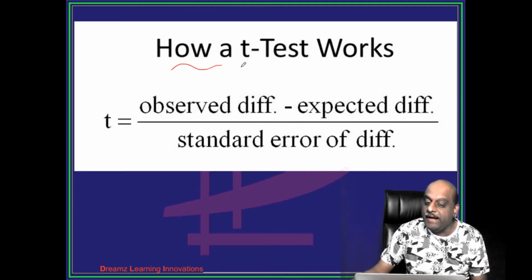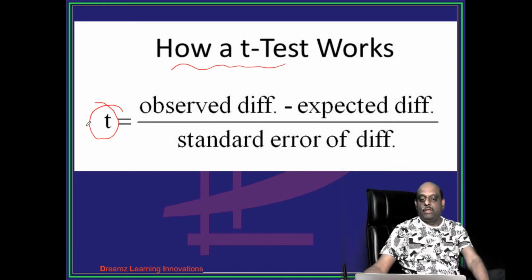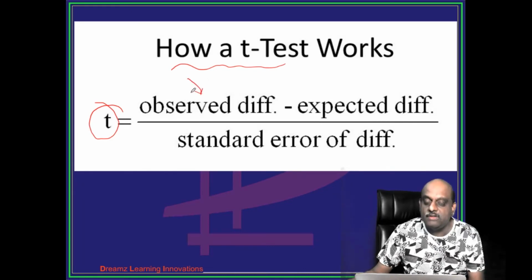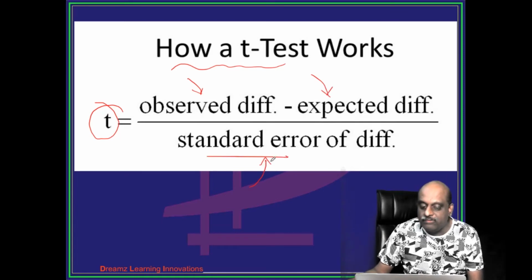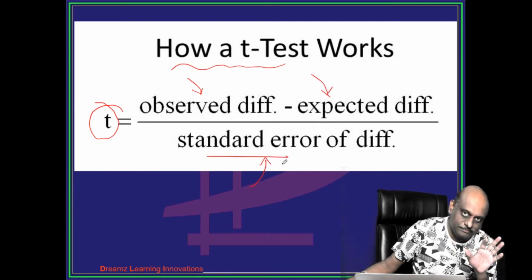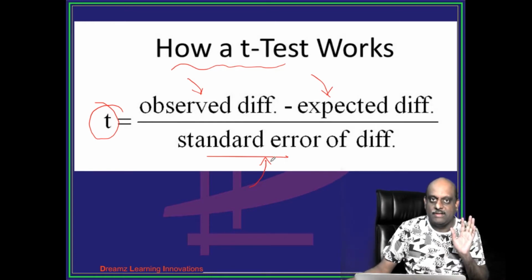So how does a T-test work? Fundamentally, what is the T-score, T-value? Observed difference minus expected difference divided by standard error of the difference will give you the T-value. Only know the formula, don't think too much about it, right?